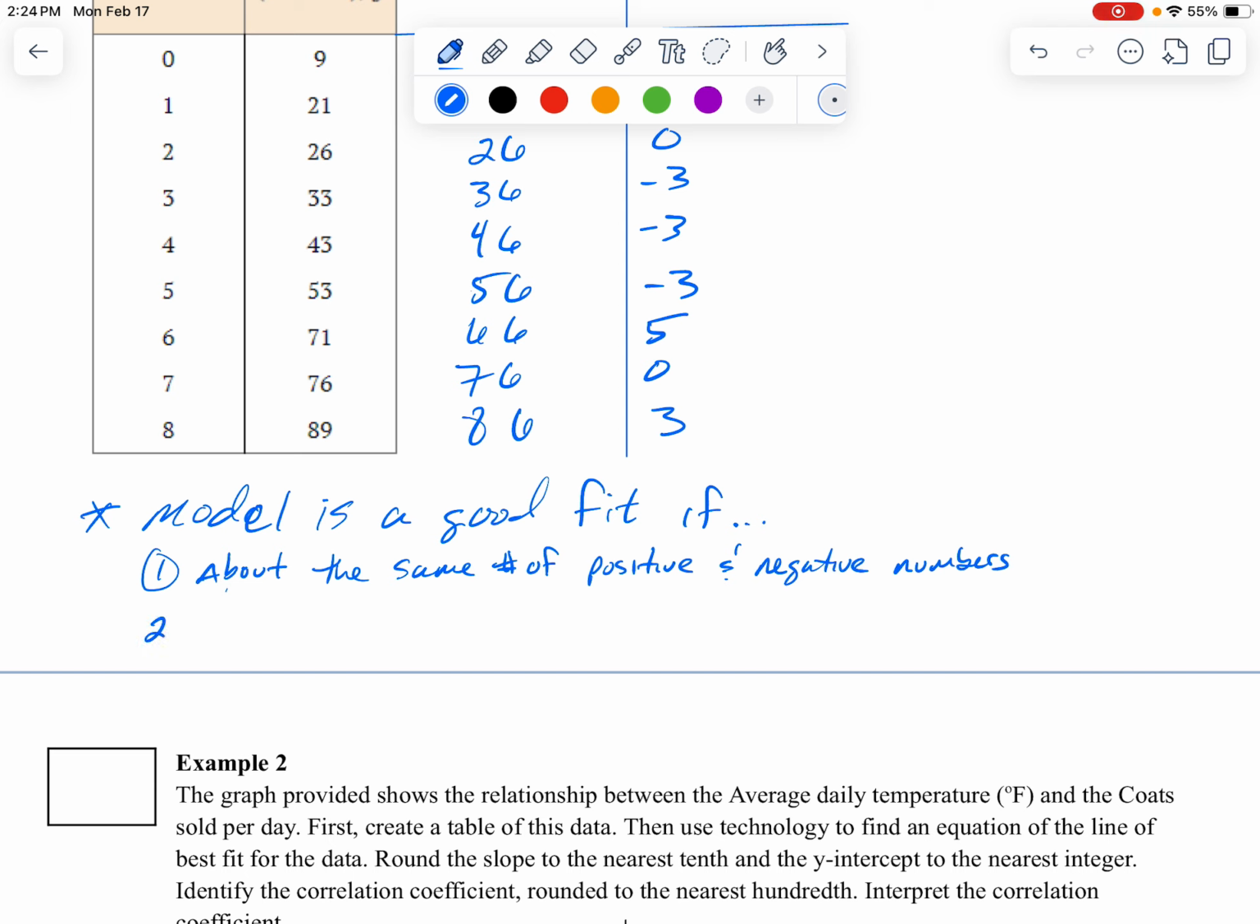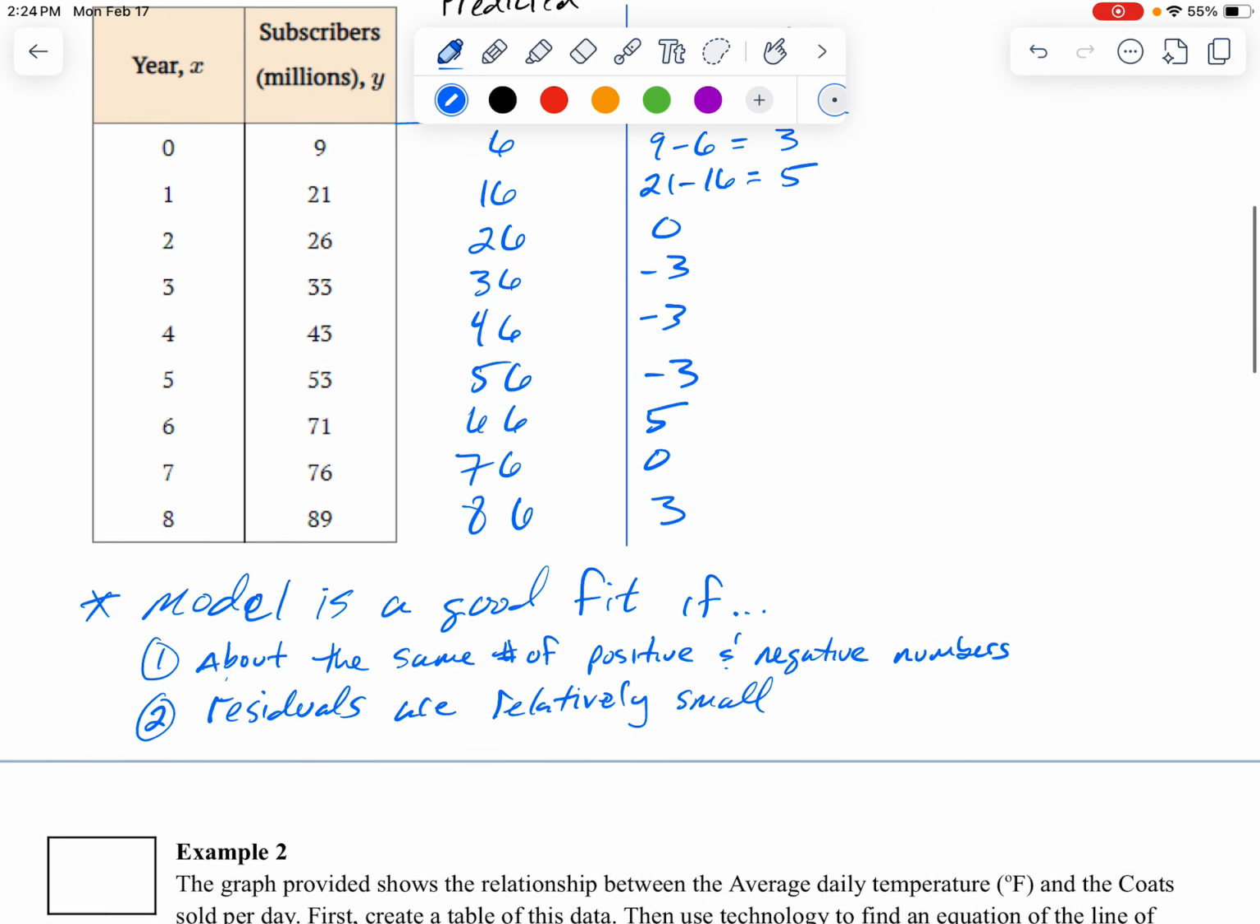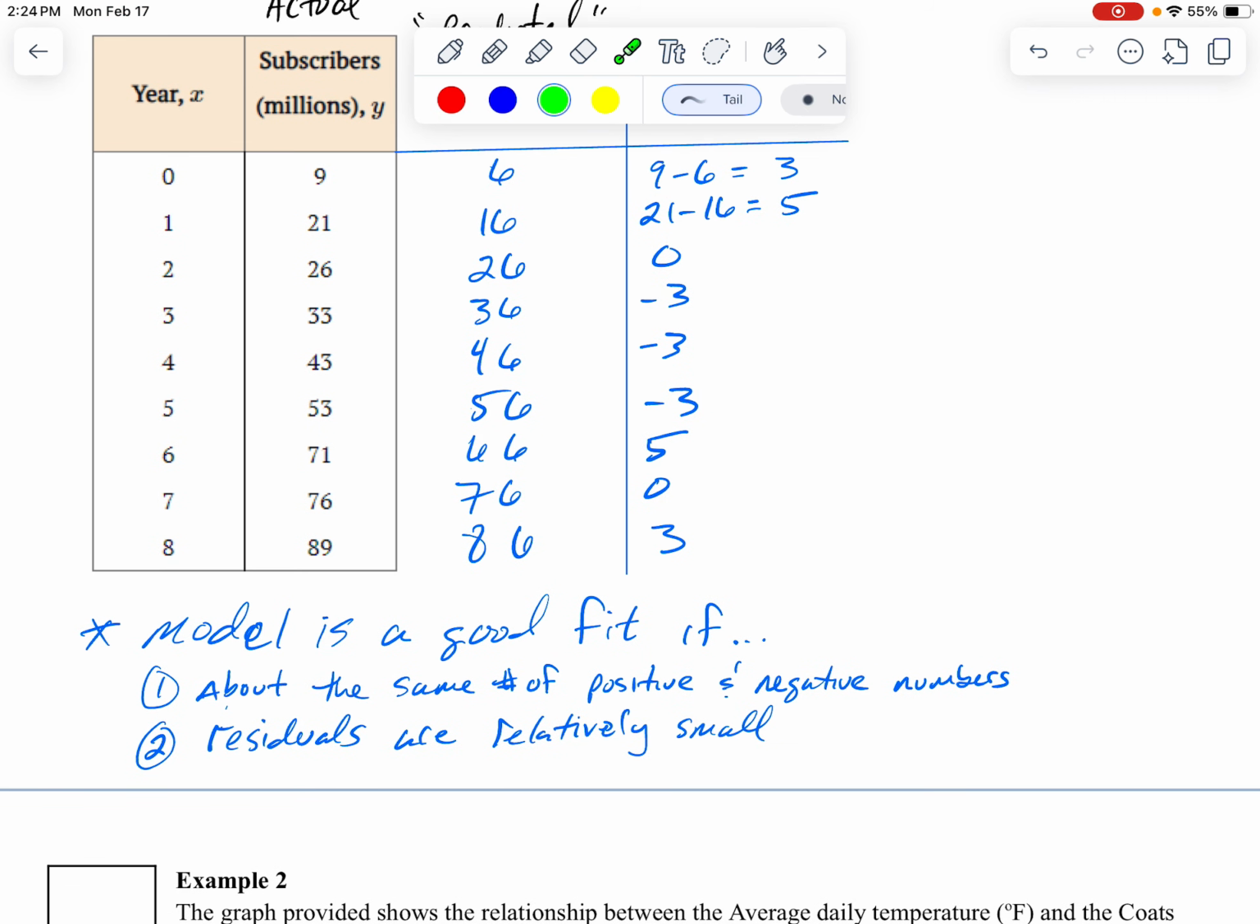The second thing we're looking for is that the residuals are relatively small. And relatively means relative to the situation. If all of our original data were really small, like 1.2, 1.3, if there's only a very small difference, then relatively small would be different than if we have really big numbers.